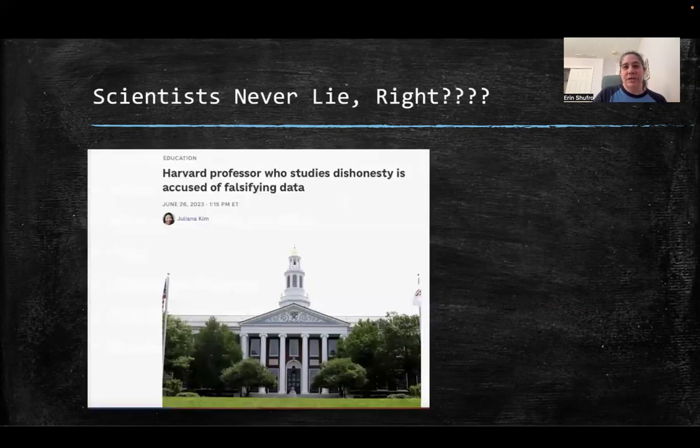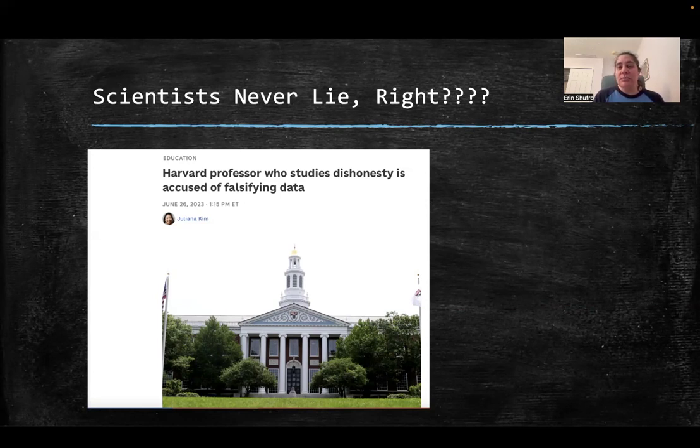So science is never a lie, right? No. Scientists are just like any other human being. We are capable of lying. It was not long ago in the news that a Harvard professor, who was ironically enough studying dishonesty, was accused of falsifying data in her research.